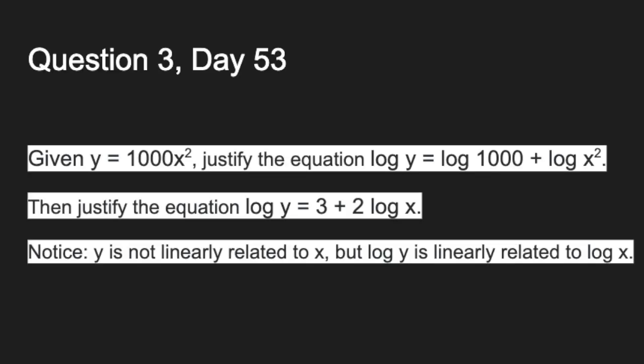The question is, given y equals 1000x squared, justify the equation log y equals log 1000 plus log x squared. Then justify the equation log y equals 3 plus 2 log x. Notice y is not linearly related to x, but log y is linearly related to log x.